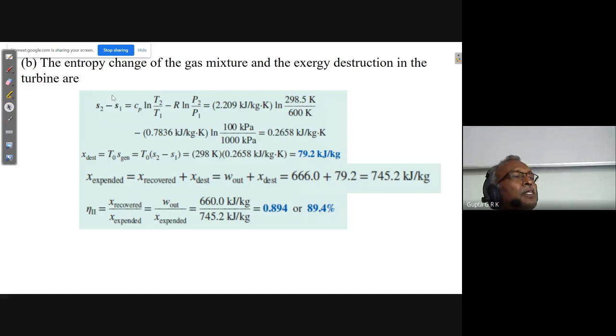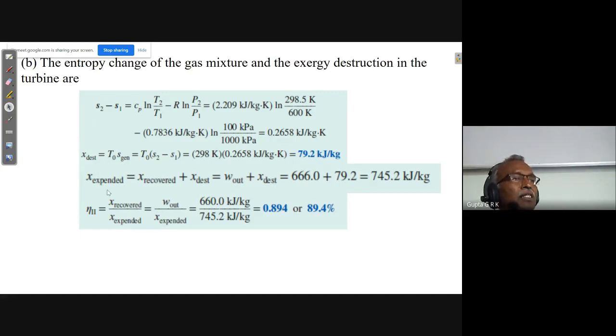And so the change in entropy, which is S gen, is equal to Cp log T2 by T1 minus R log P2 by P1. And I know T2 by T1 and I know P2 by P1. So, and I know R of the mixture and Cp of the mixture. I can find out what is the change in entropy of the mixture. And exergy destruction is T naught S gen, that is T naught into S2 minus S1. So I can find out what is the exergy destruction.